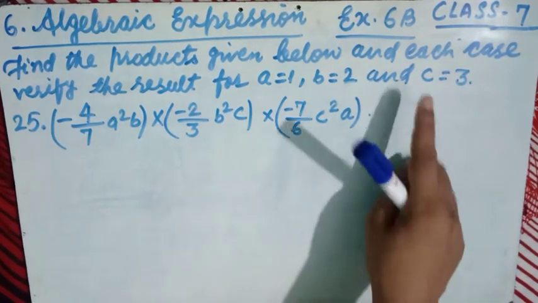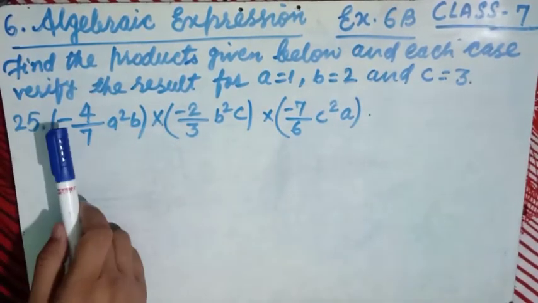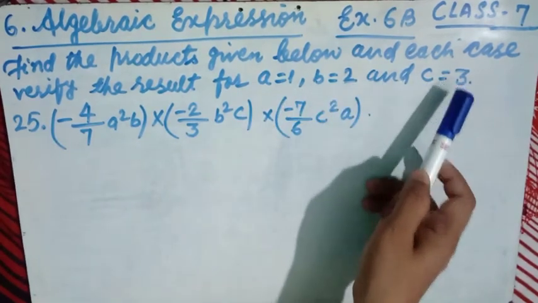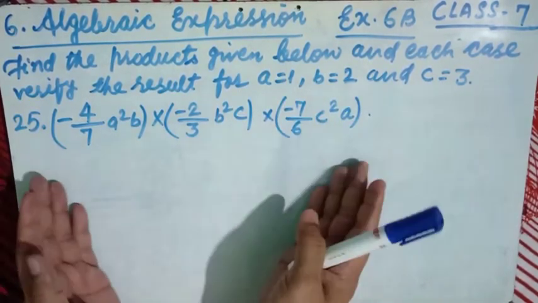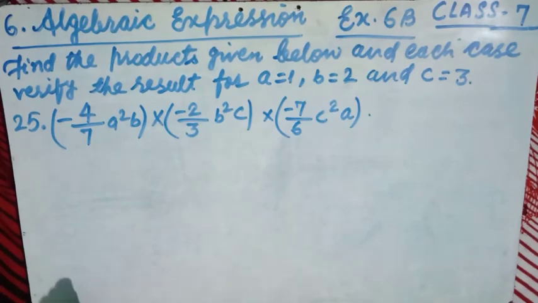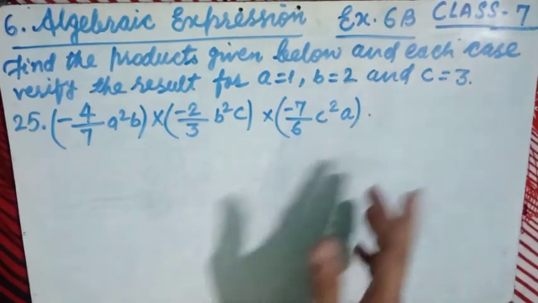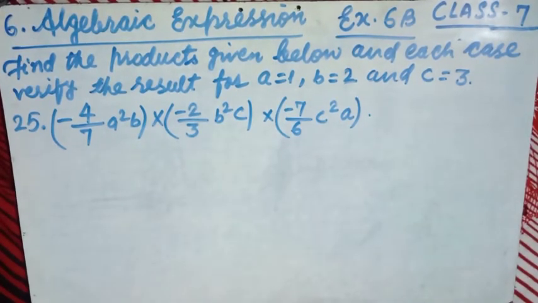Now the second says in each case verify the result for a is equal to 1, b is equal to 2 and c is equal to 3. After finding the product, first of all find the product, this will give one answer. Then we have to place the values a is equal to 1, b is equal to 2, c is equal to 3. Then verify the result, left hand side and right hand side. Let us see the first statement.